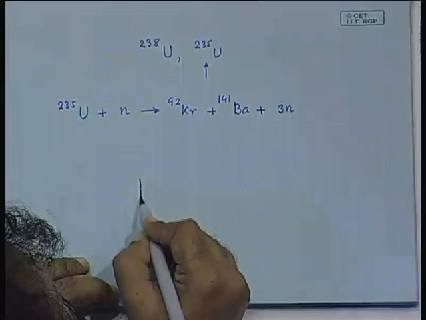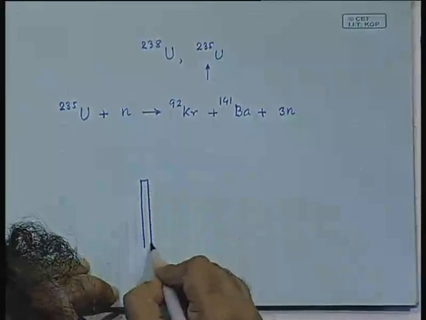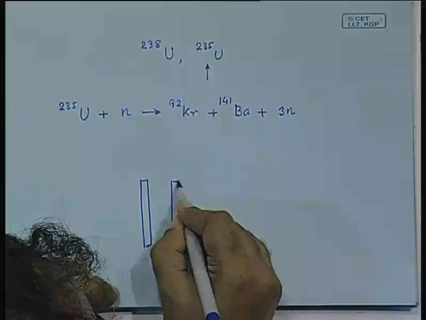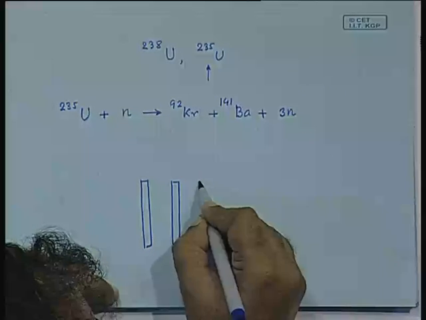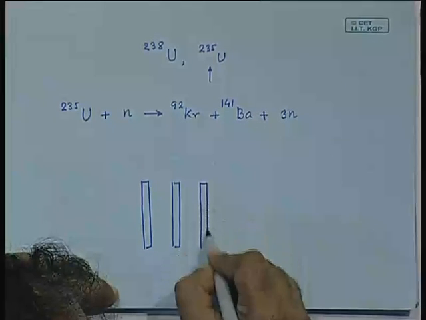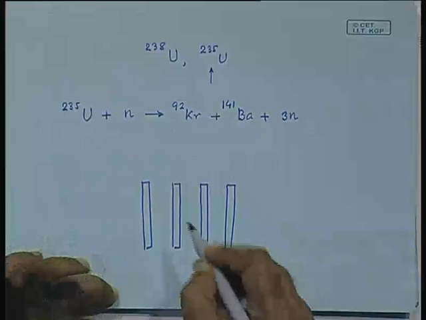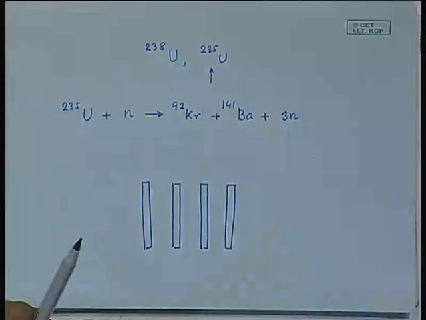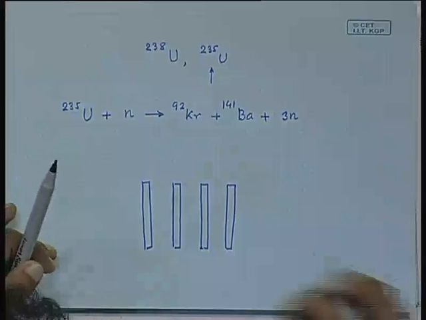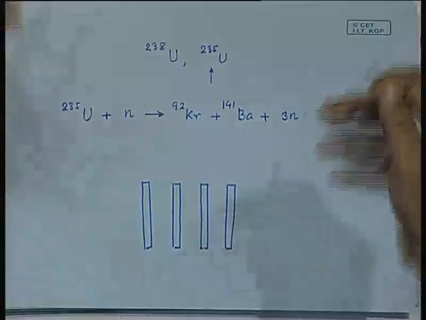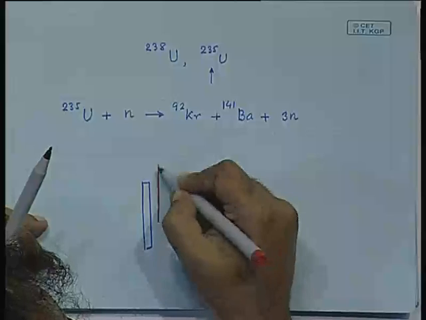Imagine a situation something like this. You have got the fuel rod something like this. I am drawing only a few of them, but there will be hundreds in a reactor assembly. Suppose these are the fuel rods, and you can have the steel rods something like this.